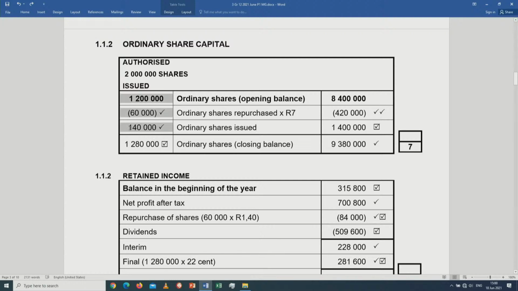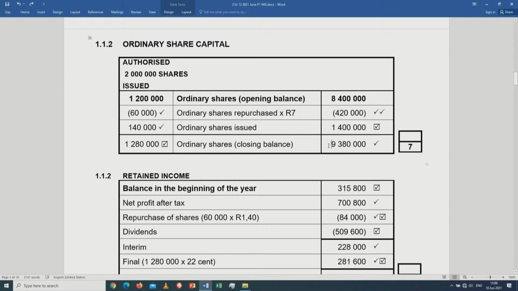It means if any of these figures is wrong, but the learner calculated 1,200,000 minus 60,000 plus 140,000 equals this figure, and any of these two figures is wrong, the final answer will not be the same as the memo, but a learner will qualify for a method mark. But remember, the repurchase price or the number of the repurchase shares must be subtracted.